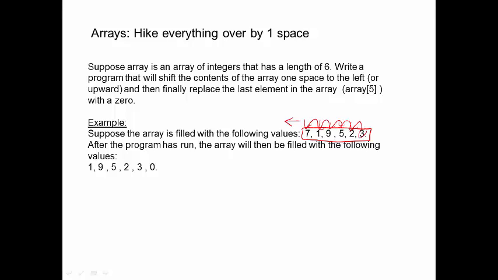And then finally, since the last guy in the list doesn't have anybody on his right to get shifted, we'll just replace him with a 0. So that's how it's going to work. So when you're all done, your array will now look like this. It'll have a 1, 9, 5, 2, 3, and a 0 in it. So here's a possible answer.